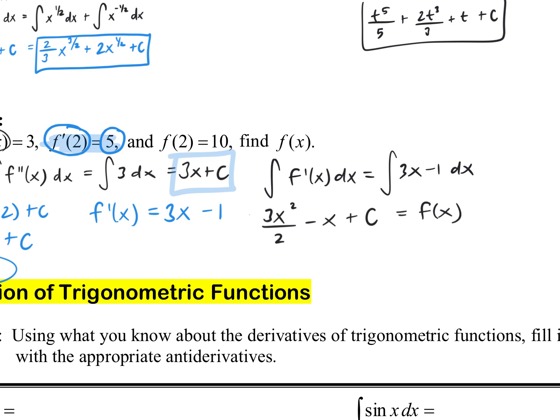Now I have some information that I've been given: f of 2 is equal to 10. So can I plug in 2 for x? Yeah. Let's plug in 2. I get 3 times 2 squared divided by 2 minus 2 plus c is equal to f of 2, and f of 2 is 10.